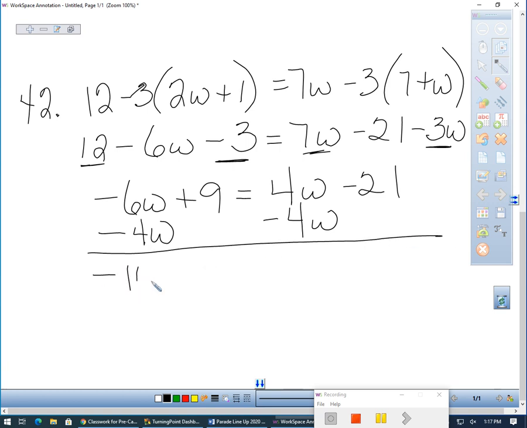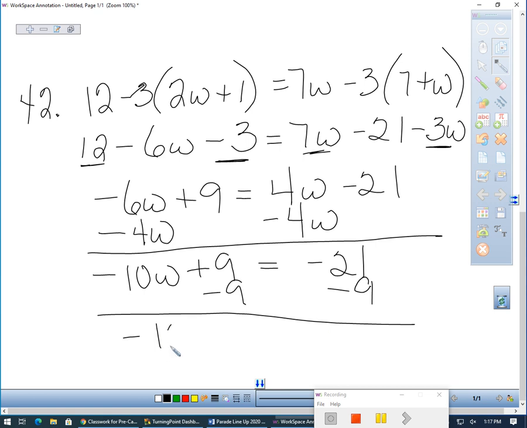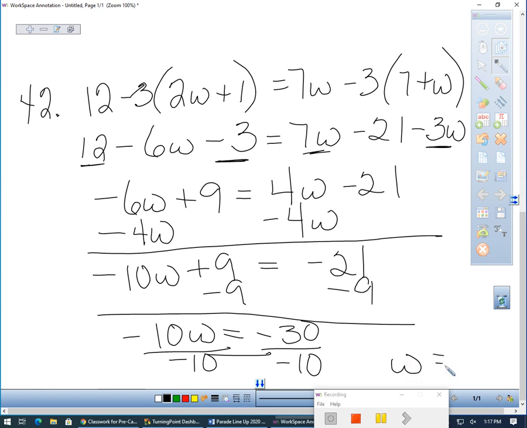So we have negative 10w plus 9 equals negative 21. Moving our 9 to the other side, we're going to subtract 9 from both sides. We have negative 10w equals negative 30. And what do we always do last? Divide to solve, right? And we get w equals 3. Lots of steps to that one.